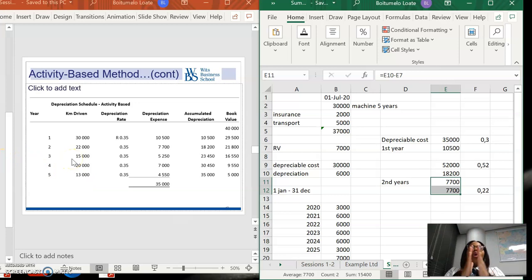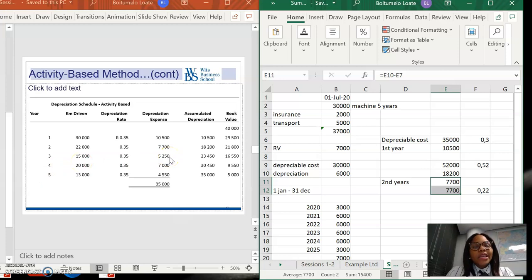Okay, so all three methods are quite easy methods to understand once you've picked up what you need to do with the residual value. Okay, straight line and activity based take into account the residual value at the beginning. Declining balance method, remember, at the end when we're using that depreciation rate, we need to also take into account what that residual value was for that calculation.